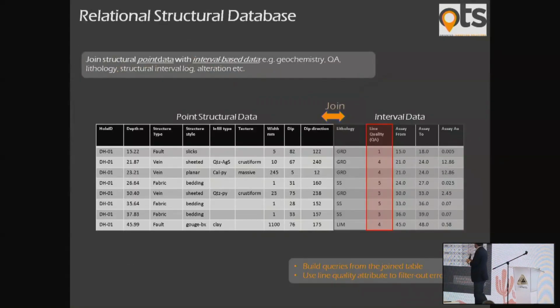So when we're joining point structural data with interval-based data, we've got geochemistry, we've got our quality control for filtering, lithology logs. You can join it with all kinds of interval-based data types. And really this gives us the ability to design a query and interrogate this database. You may have 150 holes with 5,000 data points, and we need to rapidly ask that database a question and get an answer for 3D modeling.